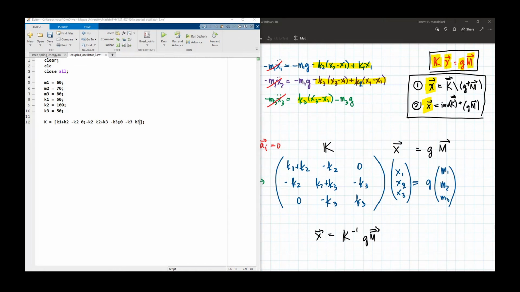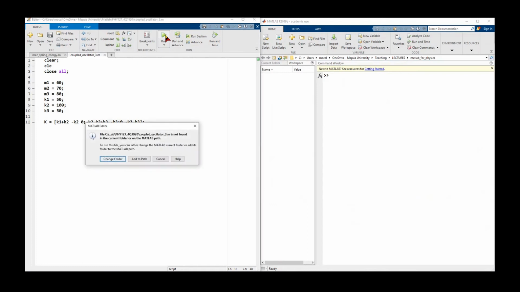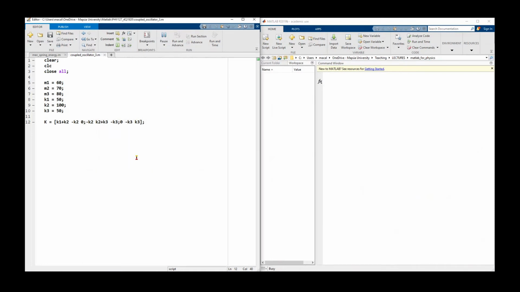Okay, so let's try to run. Add to path. Okay, let's run again. So this is your K matrix.